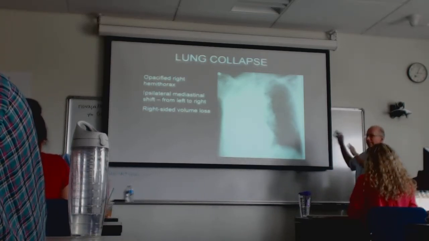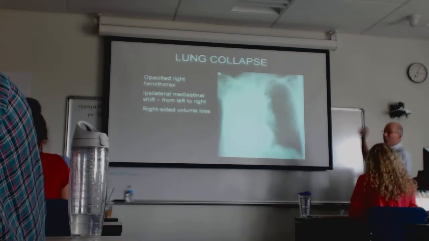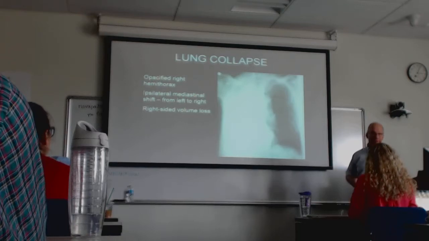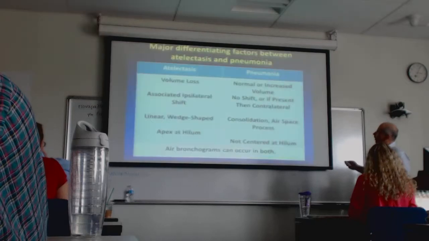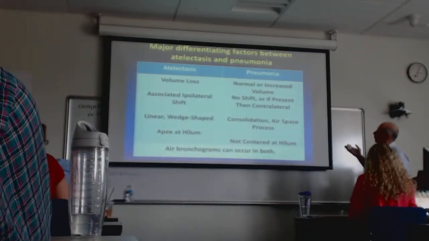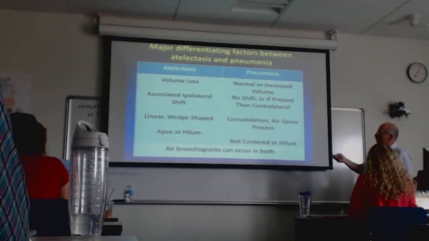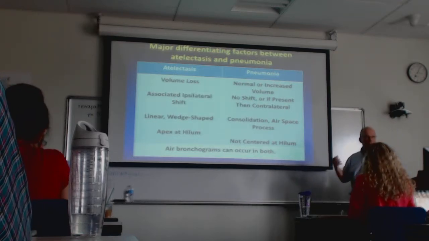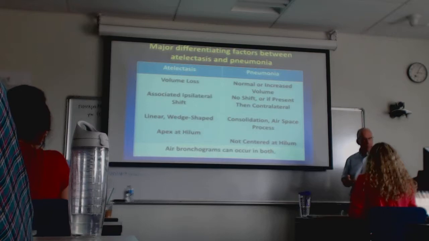So the left lung is normal. It's got a bunch of air in it. In fact, it's got more air in it than it usually does because there's no air in the right lung. And it's pushing all that stuff from left to right because nature abhors a vacuum. That's how I know the right lung is collapsed. So the difference between pneumonia and atelectasis is that there's volume loss in atelectasis. In pneumonia, the lung is either of normal volume or actually maybe swollen and big.